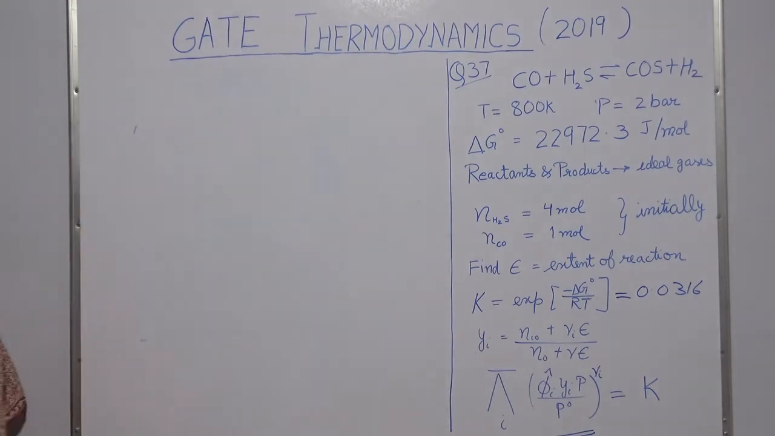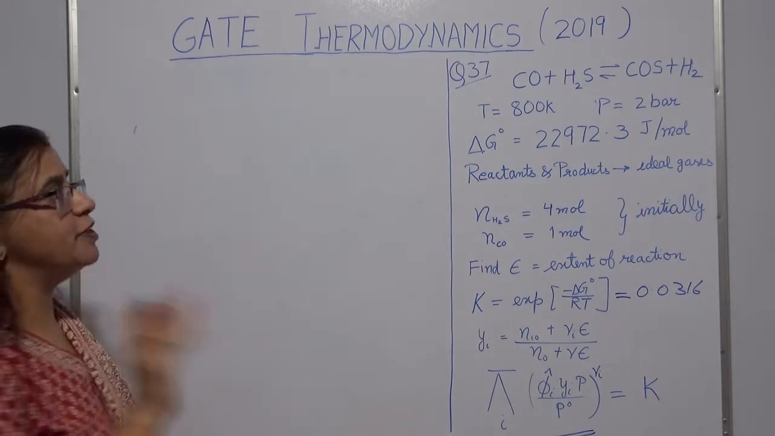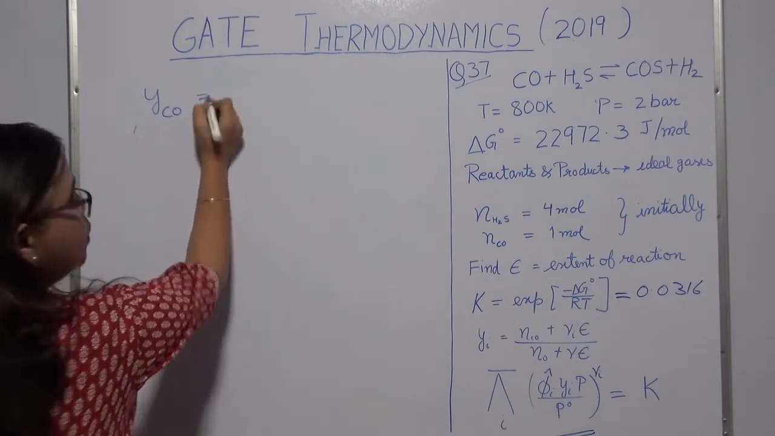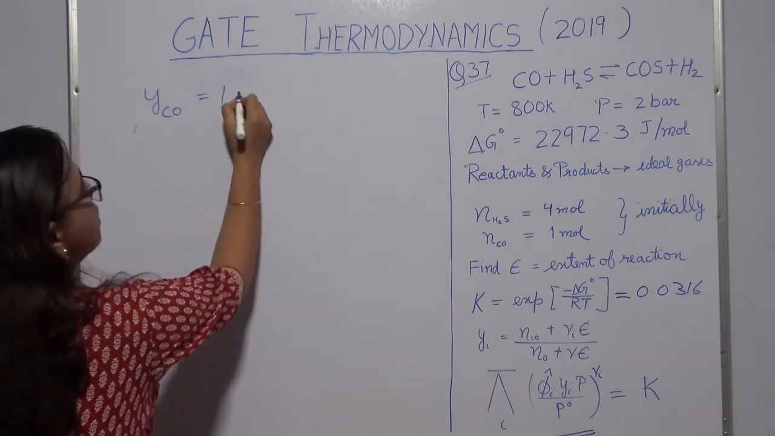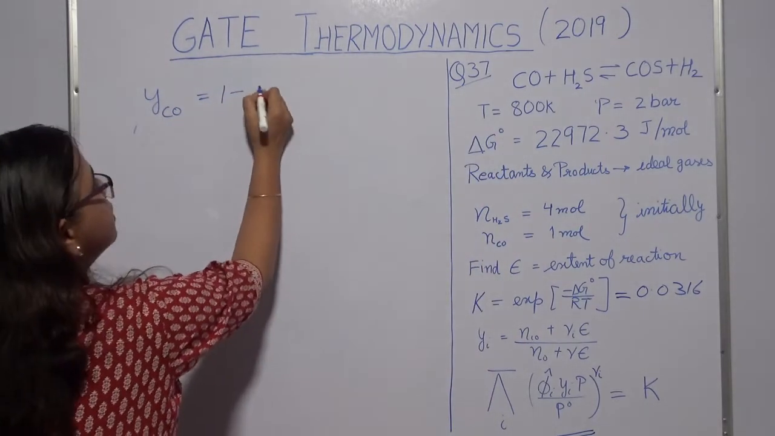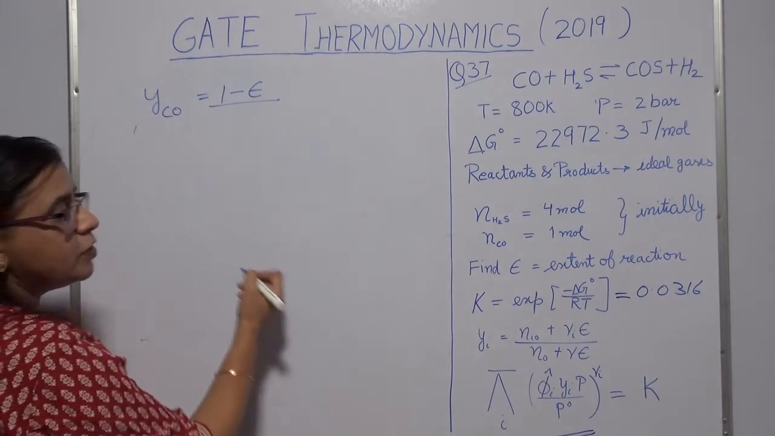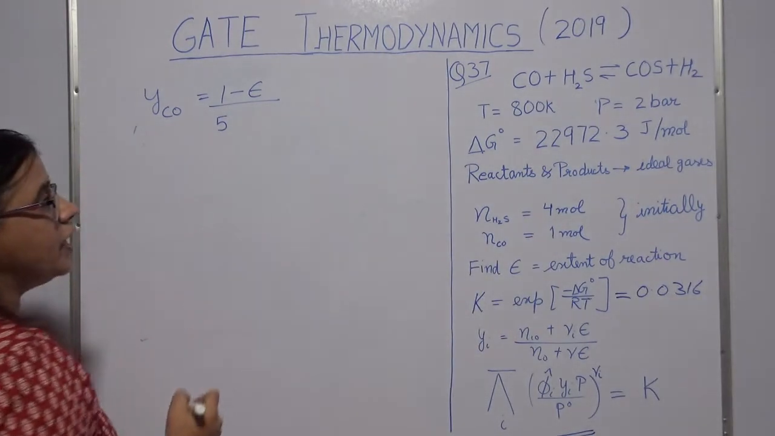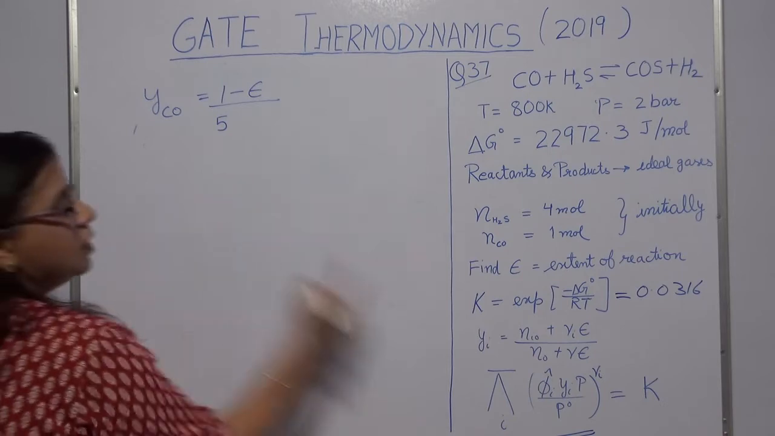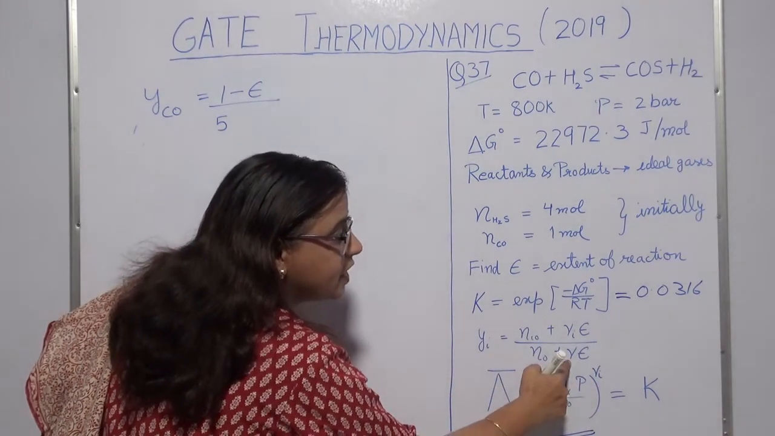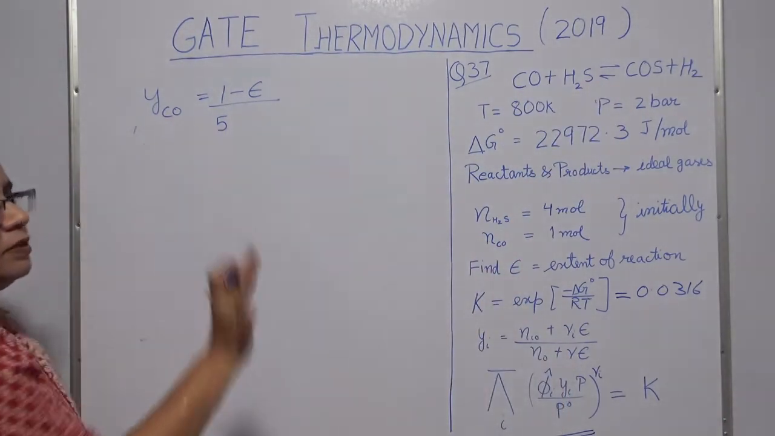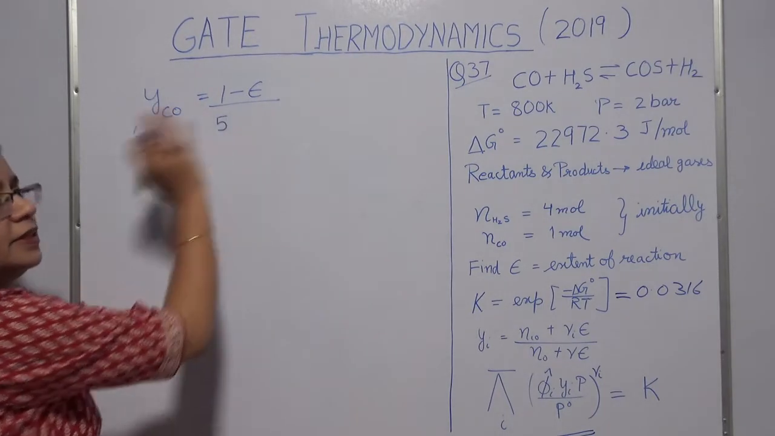I have given you how to calculate your yi's. Now there will be 4 yi in this case because there are 4 species. So let's write all of them quickly. So y of CO will be equal to, how much is charged? 1 mole. The stoichiometric coefficient is -1, multiplied with epsilon, divided by the total number of moles. So initially how many moles are there? 4 plus 1, 5. And then you have plus nu into epsilon, but nu we have seen is equal to 0. The summation of all stoichiometric coefficients is 0, so there is no other term of epsilon in the denominator.